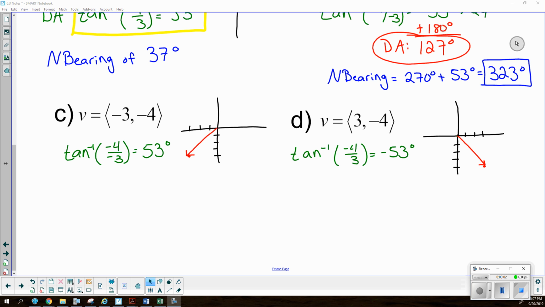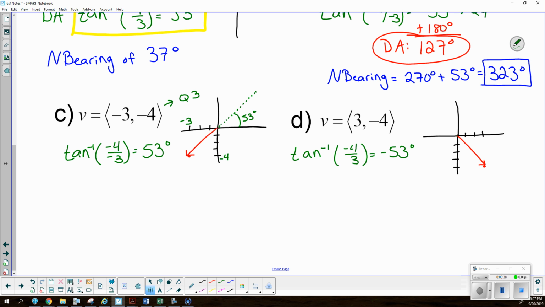So let's look at two more vectors. Now I've got two vectors in component form. Vector v is in chevrons, -3, -4. And we went ahead and took tan inverse of -4 over -3, and you should have gotten 53 degrees, which again, the calculator assumes that we are talking about an angle in the first quadrant, that direction angle of 53 degrees. Well, that's not the angle that I want because I know that this vector is pointing in quadrant 3 because it went 3 units to the left and 4 units down.